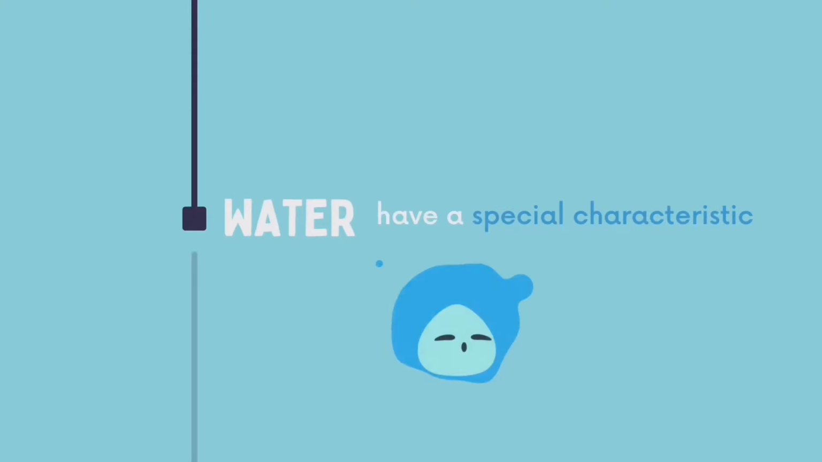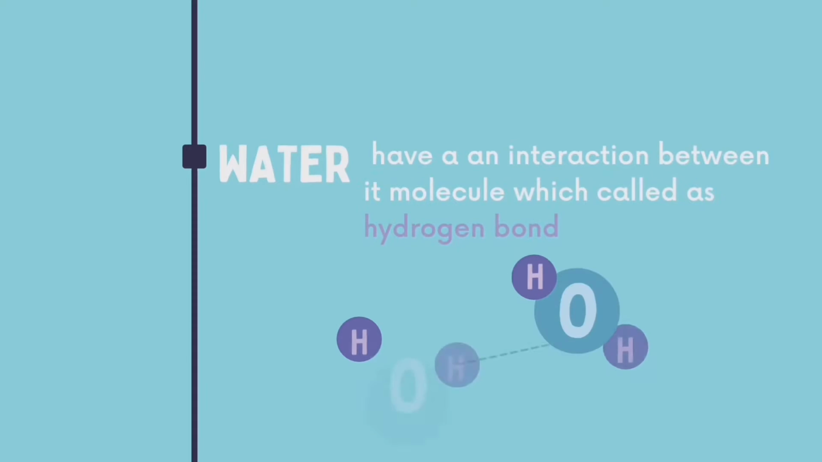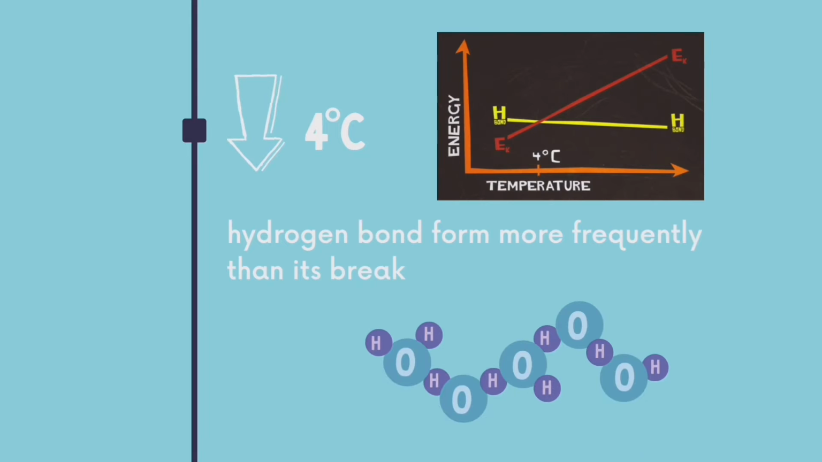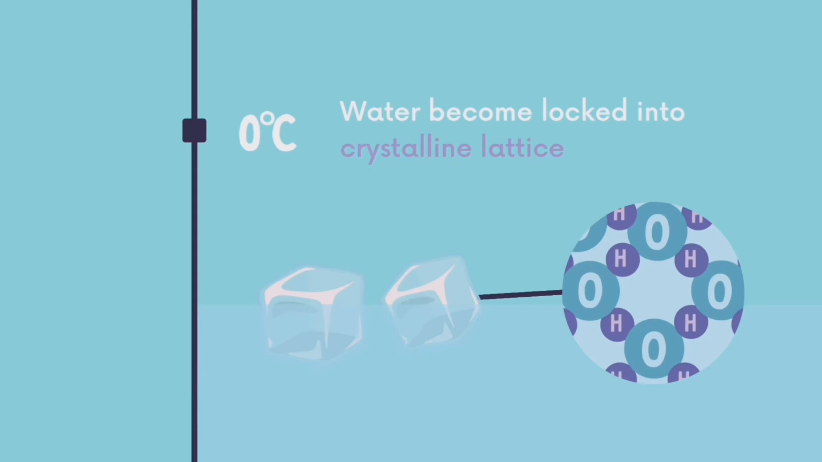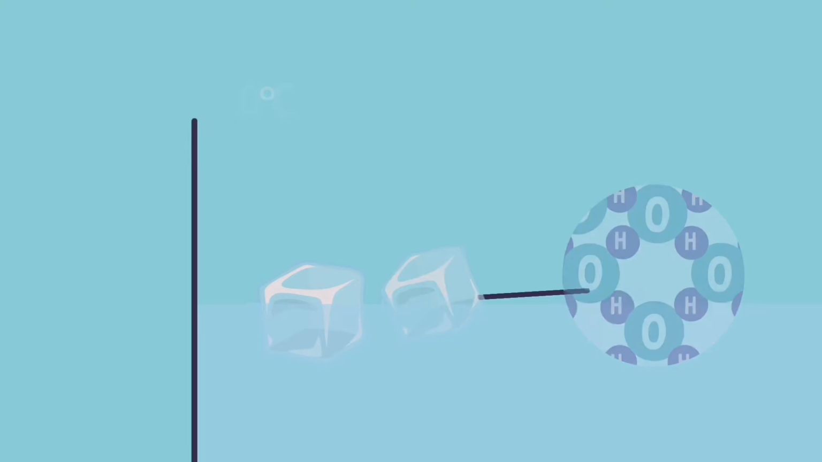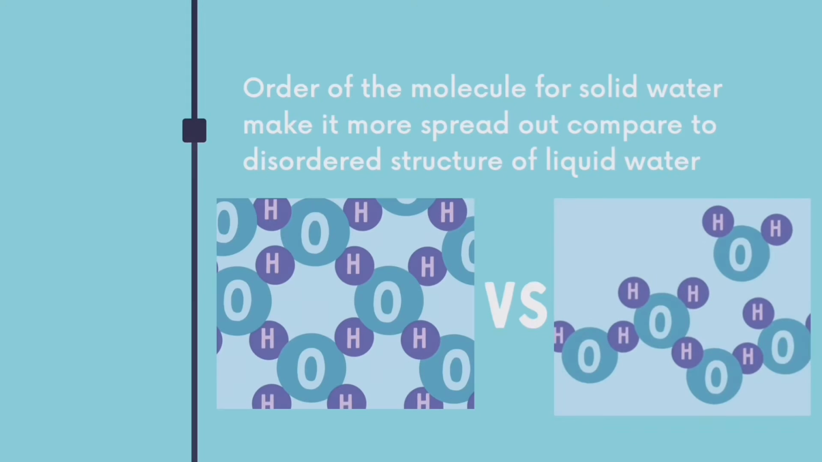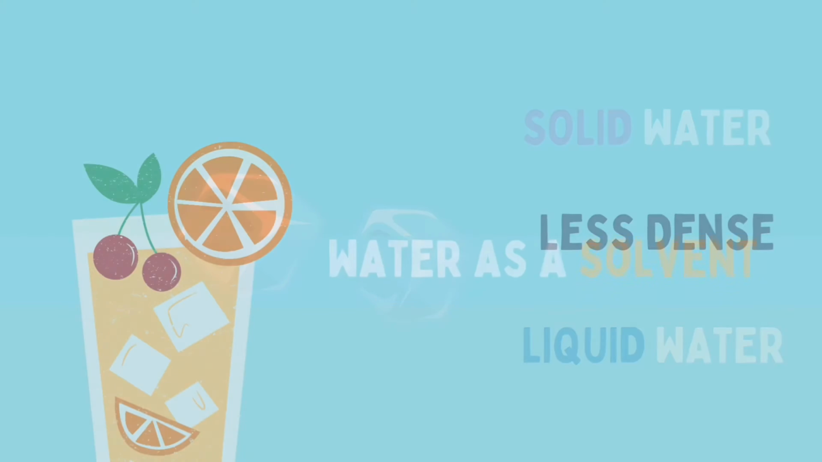For your information, water has special characteristics. Water has an interaction between its molecules, which is called a hydrogen bond. Below 4 degrees Celsius, hydrogen bonds form more frequently than they break. When it reaches 0 degrees Celsius, water becomes locked into a crystalline lattice. The order of the molecules makes them spread out compared to the disordered structure of liquid water. Thus, ice is less dense than water.